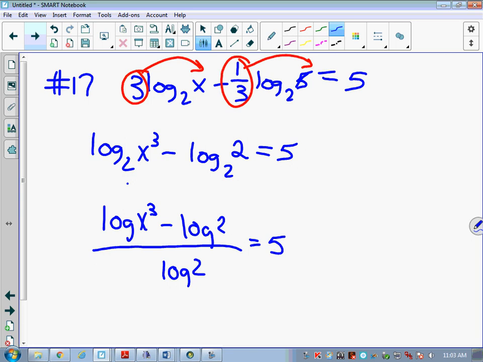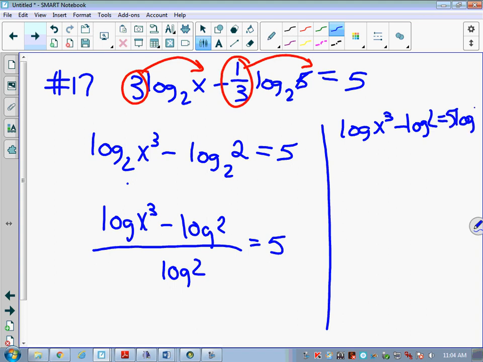Multiply it to the other side. So that's going to give us log x cubed minus log 2 equals 5 log 2, kind of all shoved over there. Okay. Before we're done, what we want to do with the 5 is move it to the exponent position. So that's going to give us log x cubed minus log 2 equals log 2 to the 5th. 2 to the 5th is 32.